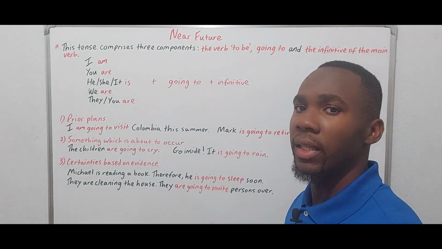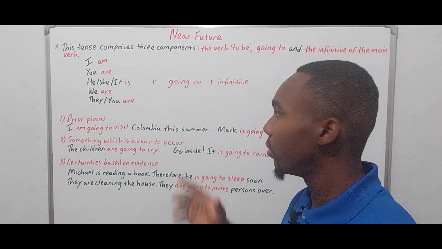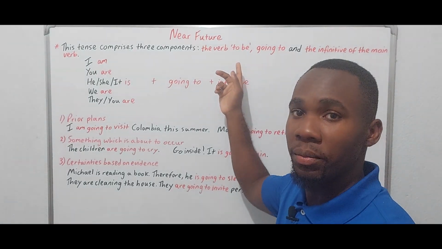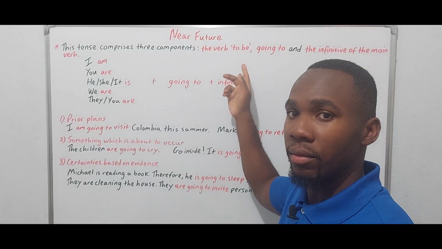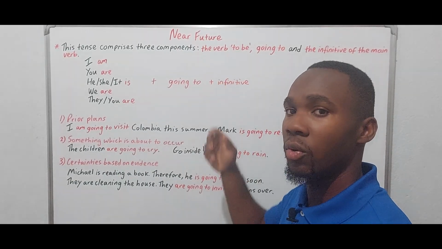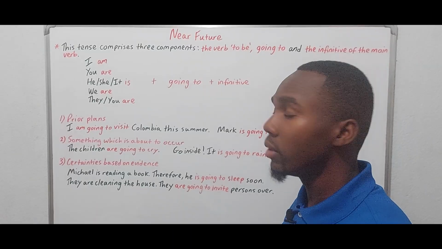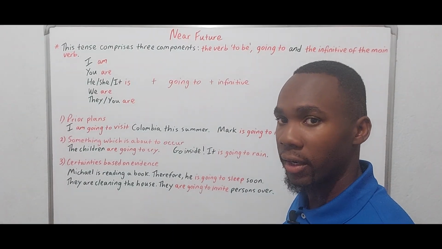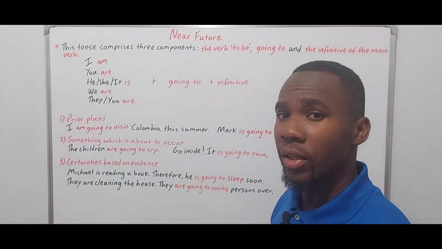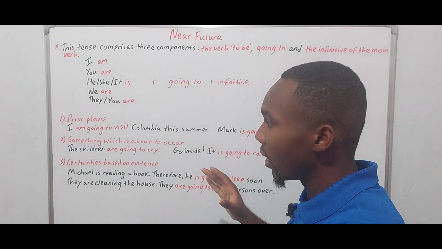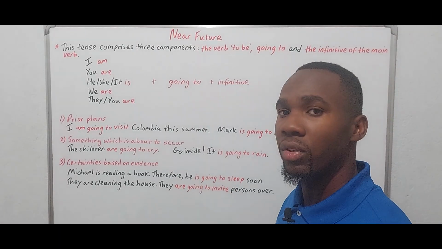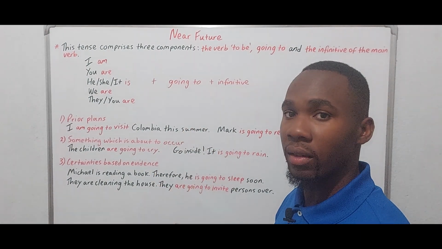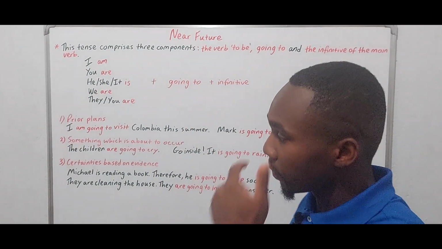So we can easily identify this tense by the structure going to. That will be the near future marker. Just like how in the simple future we have will, going to will be the marker of this tense. All right. Now, how do we use it? When we look at these scenarios, we're going to be able to highlight the differences between the near future and the simple future, okay?